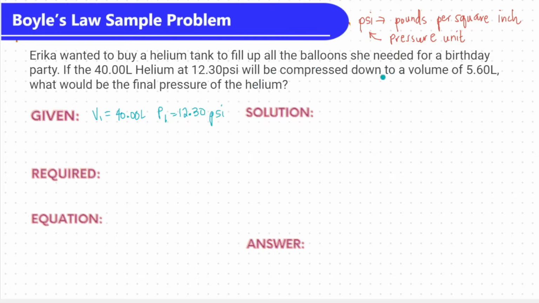And it was said to be compressed down to a volume of 5.60 liters. So ano ibig sabihin ng compressed? Nag-decrease dapat ang ating volume from 40 liters to 5.60 liters. So V2 is 5.60 liters. For the question, we are asked what would be the final pressure of the helium. So P2 is missing.